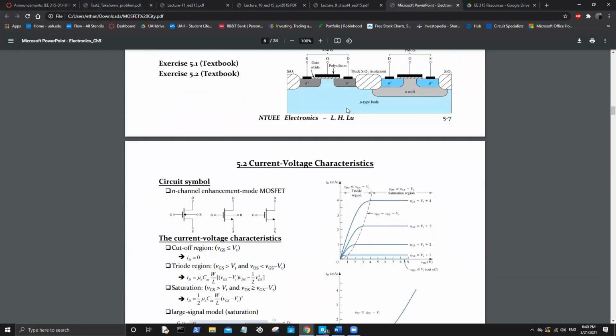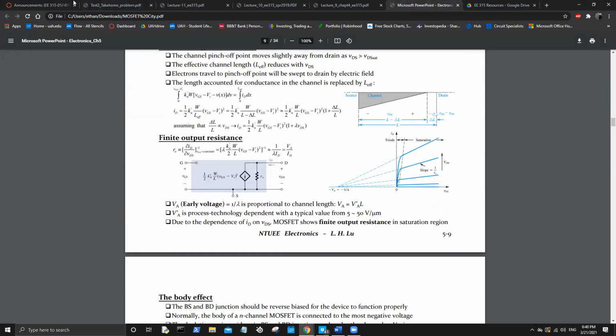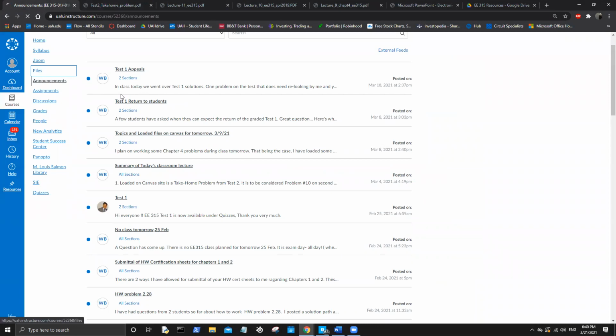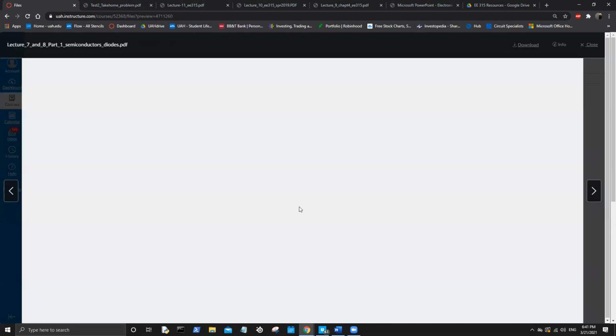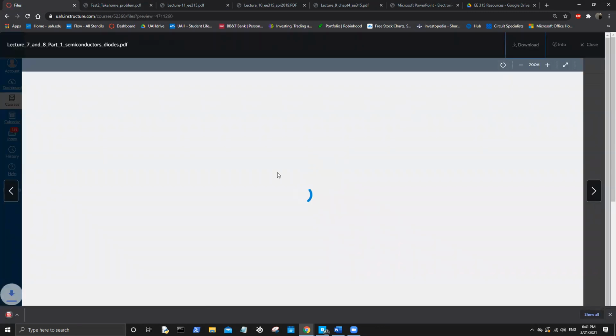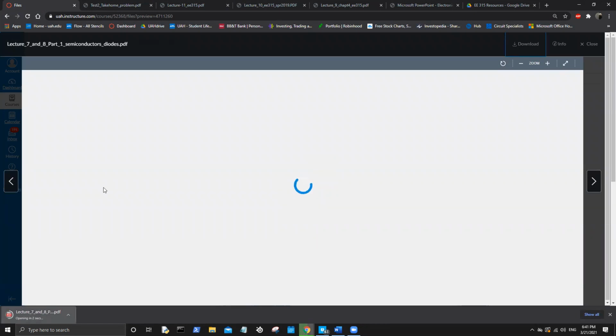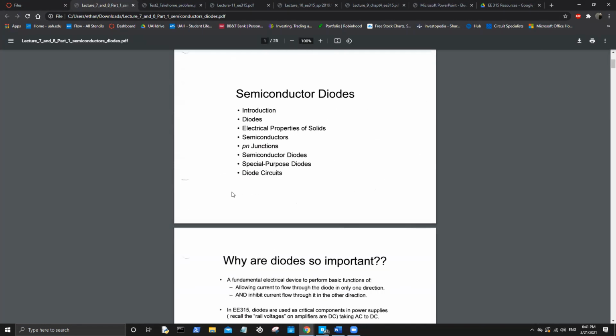No, it's on Canvas. It's called Lecture 7 and 8, Part 1, Semiconductor Diode. Boy, your inbox hurts me. I'm never going to look at it either. Here we are. The PN junction.